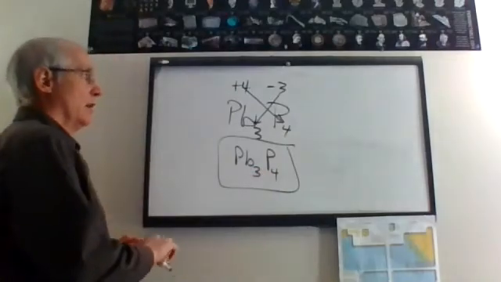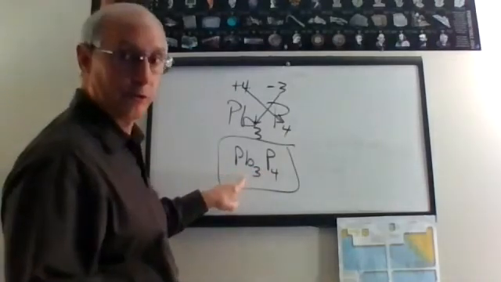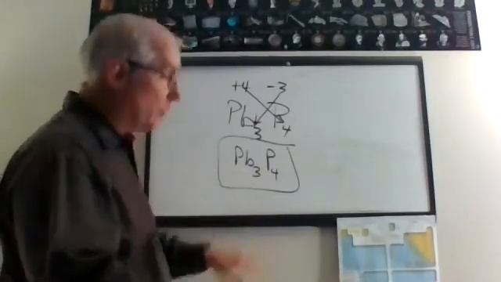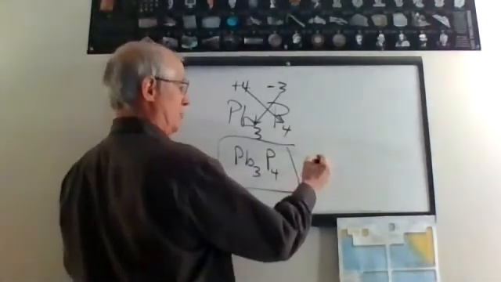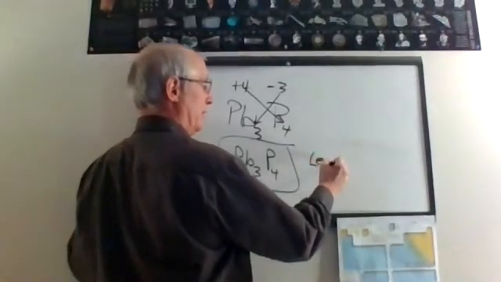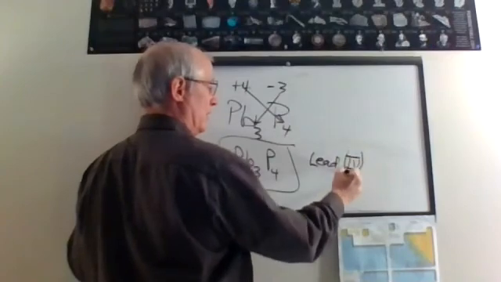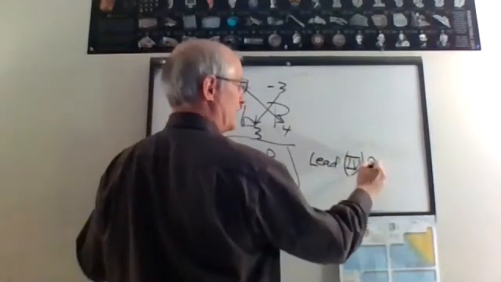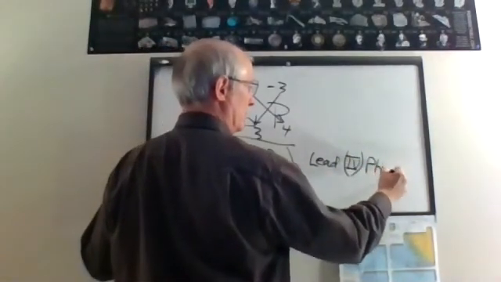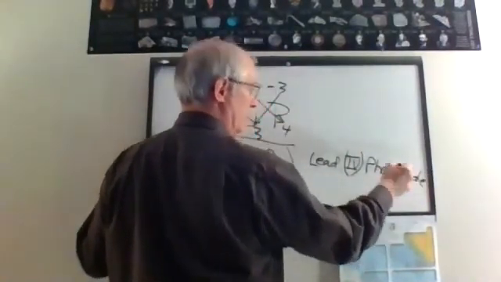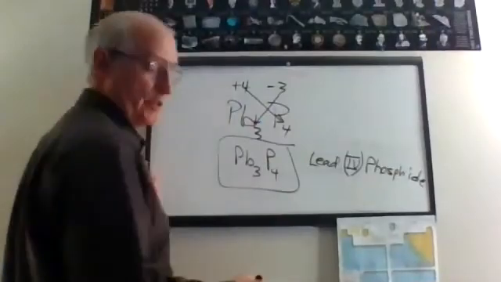Next question. Do you ever use Roman numerals in a formula? No. Roman numerals only go in the name. This is lead, Roman numeral 4, phosphide: phosphorus, and then the IDE ending, phosphide. So that's a good one.